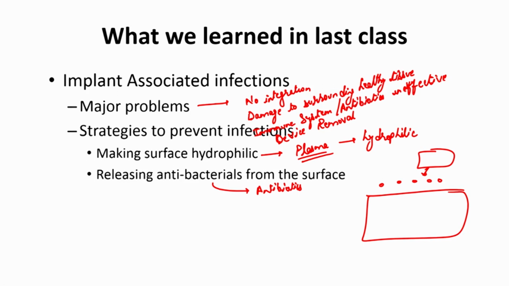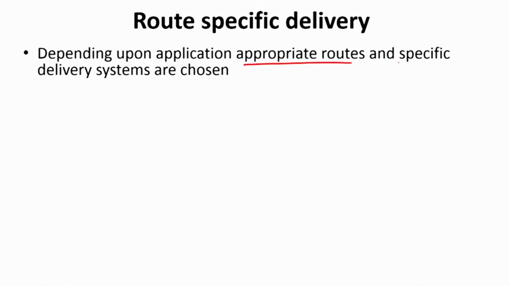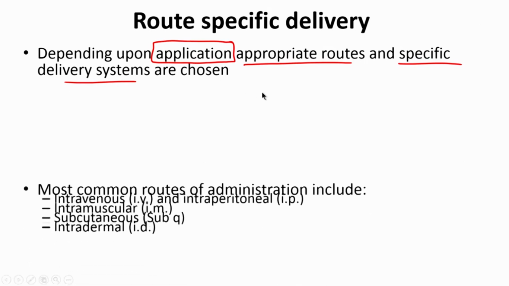We are going to now move on to a different module in this course, and that is essentially what route you want to take for different applications. So, we are talking about route specific delivery, and again the key point here, like in all the modules we have discussed so far, is that the route you choose depends on the application you are looking at. What is the appropriate route and what is the delivery system that you are using is majorly driven by the application, and we will go into quite a lot of detail about this in the next few classes.